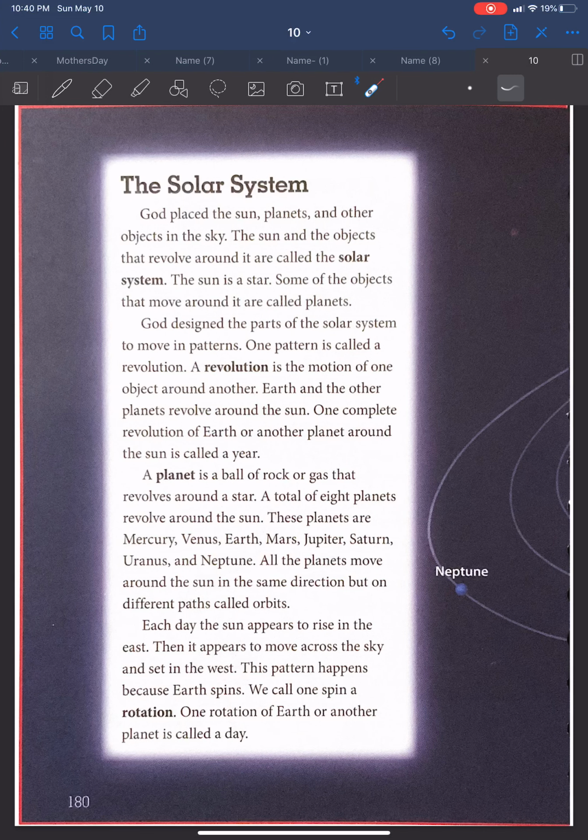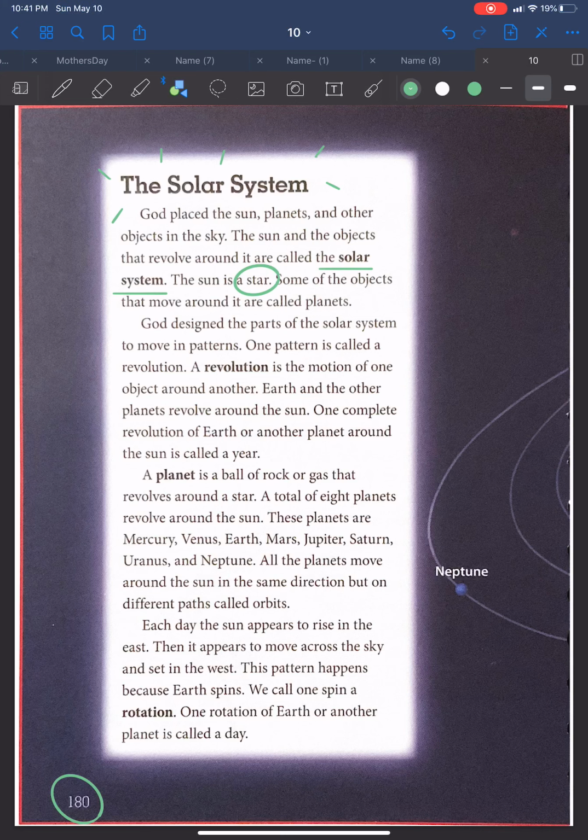All right, are you ready? We are on page 180 in your book. I'm going to read through it with you, so if you do not have your book handy, that is just fine, but you will need your workbook. The solar system. God placed the sun, the planets, and other objects in the sky. The sun and the objects that revolve around it are called the solar system. Did you know that the sun is a star? Interesting. It's not just this hot ball floating up in the sky.